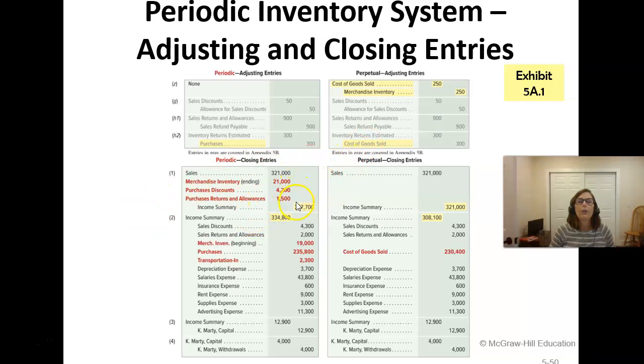And then here are the closing entries side by side on the perpetual as well as the periodic system. That's how we will make those inventory adjustments, and ultimately it will all wind up in owner's capital, regardless of the system that we're using, perpetual or periodic, when we get to the end of the closing entries.